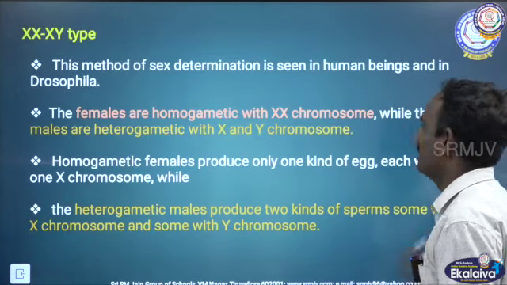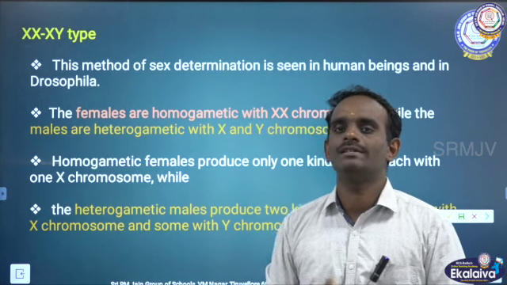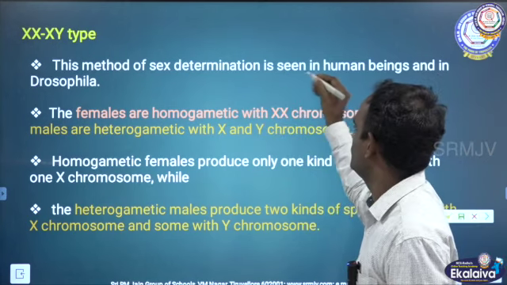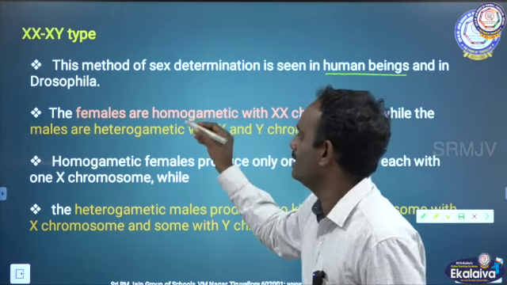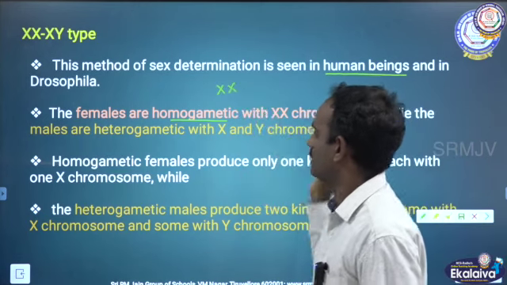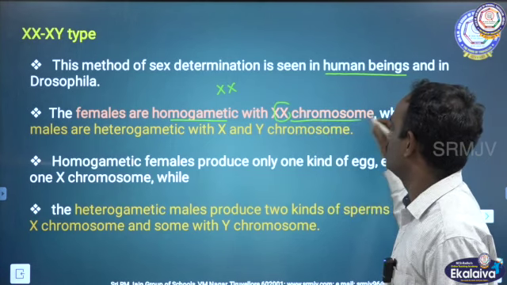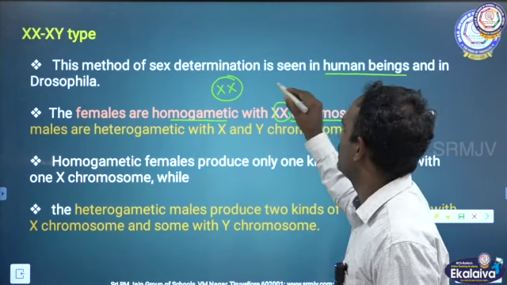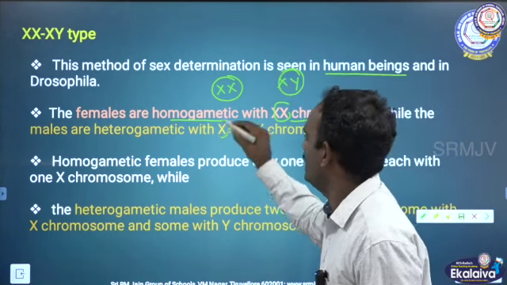The second type is XX and XY type. It is usually seen in human beings as well as in Drosophila. This method of sex determination is seen in human beings and as well as in Drosophila. The females are homogametic. As I said earlier, females usually are homogametic. The gametes are similar. So, homogametic with XX chromosomes, while the male is heterogametic, that is, one X and one Y chromosome.